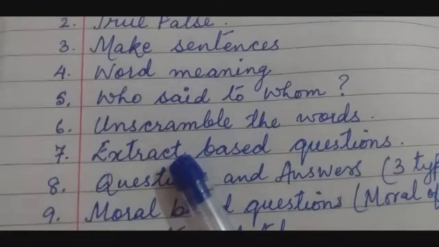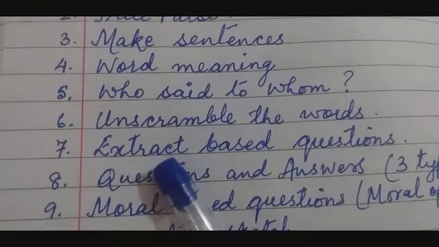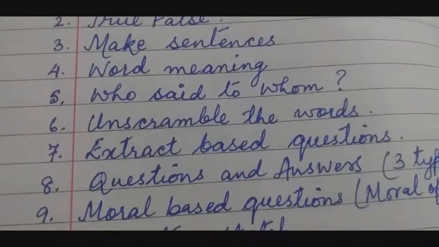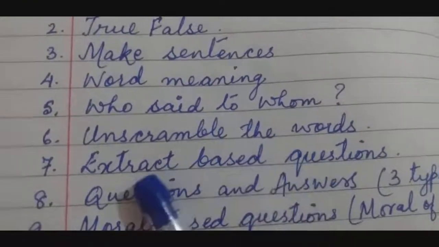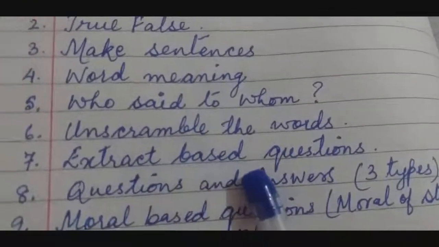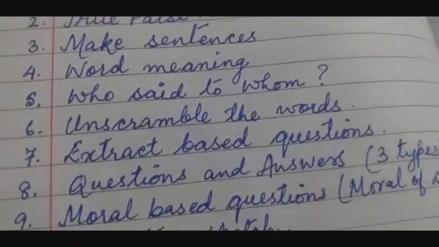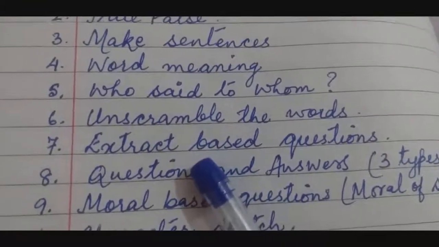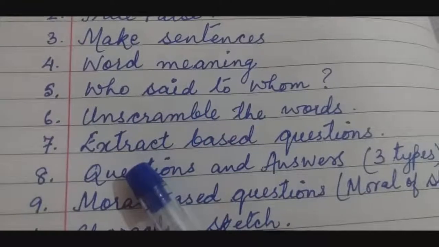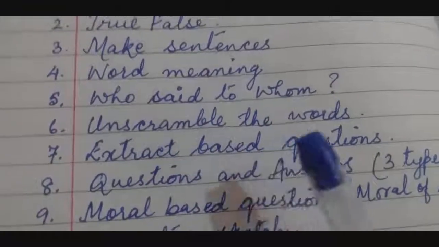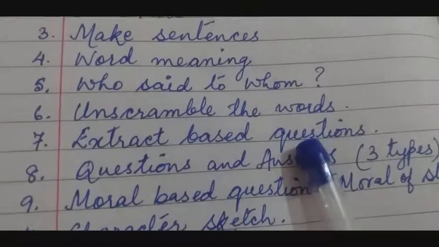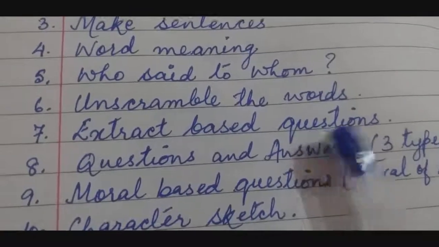So what it is, in unseen passage we used to give you something from anywhere. I can give you anything from essays or something about the world, anything. But here in extract based questions, I would be asking you questions from the chapter itself. I won't be giving you from anywhere else. You would get one paragraph or two paragraphs, and out of that the questions would be asked. So that is called extract based questions or reference to the context. Clear?